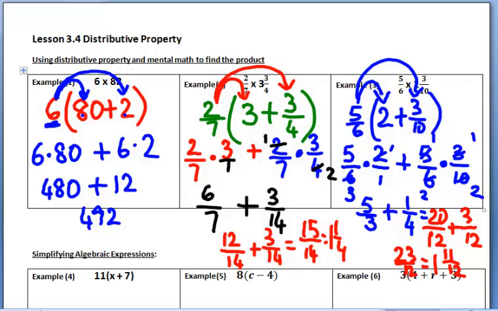All right, now let's move on and look at the distributive property in algebraic expressions. Let me go ahead and erase the board for just a second. And if you haven't followed, then you can just pause it and go back.